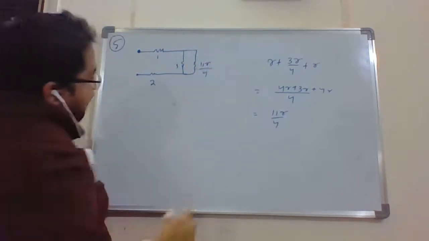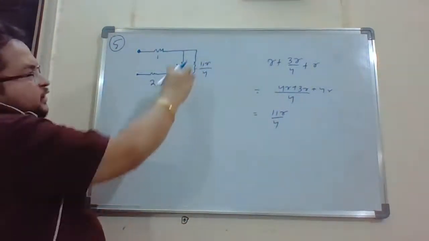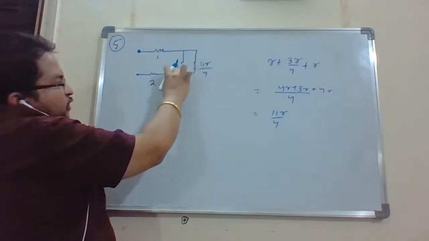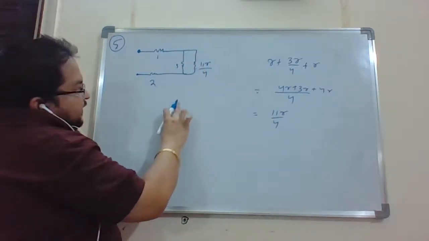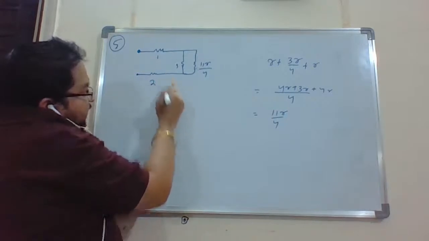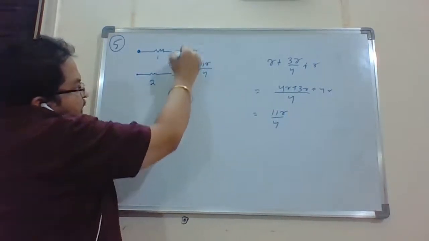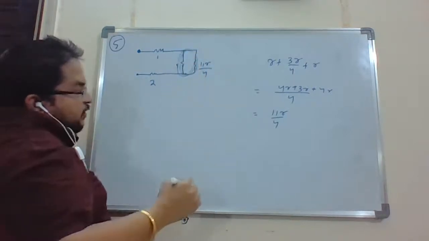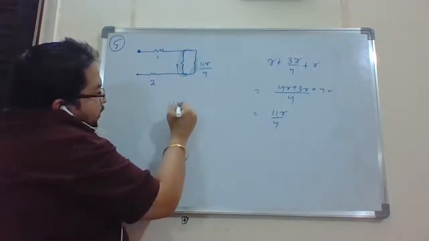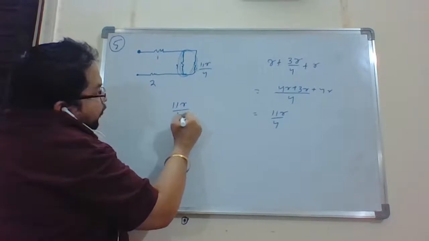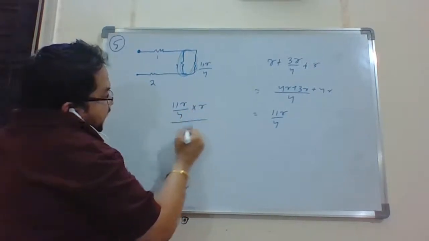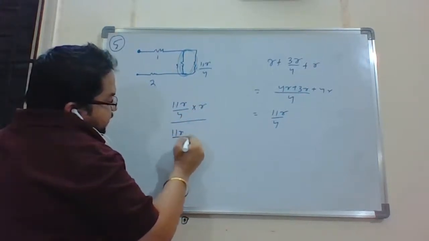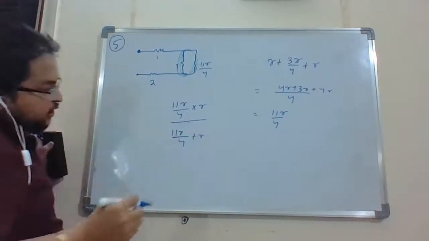11R by 4. Now again simple, this 11R by 4 will be in parallel with this, correct? So again, if these two are in parallel, why? Again because taking only these two, I can complete a loop. Okay, so (11R by 4 into R) by (11R by 4 plus R).